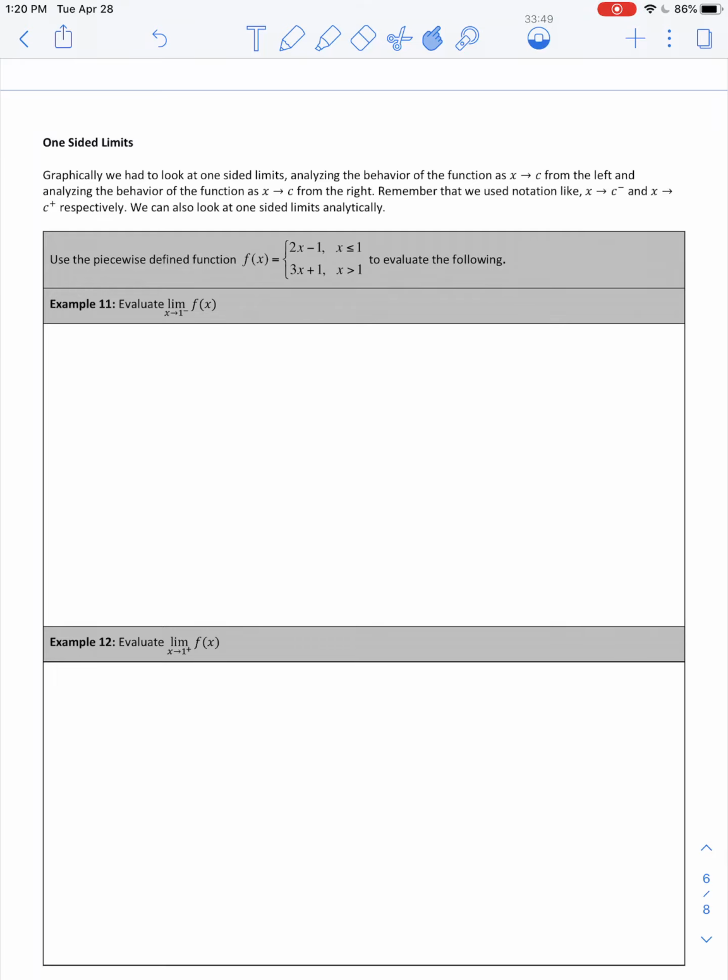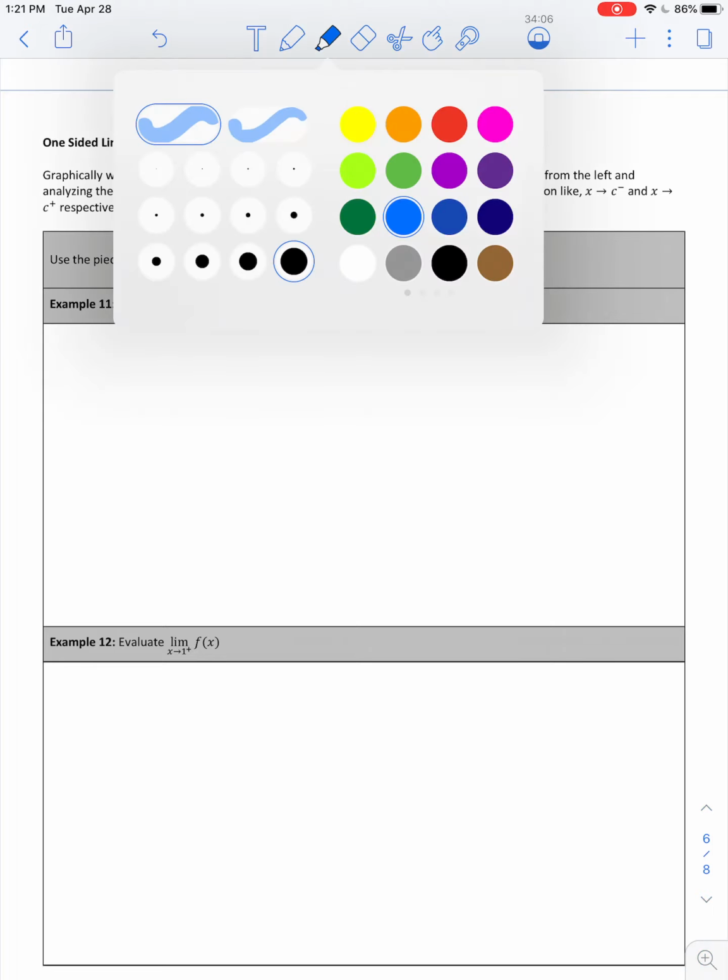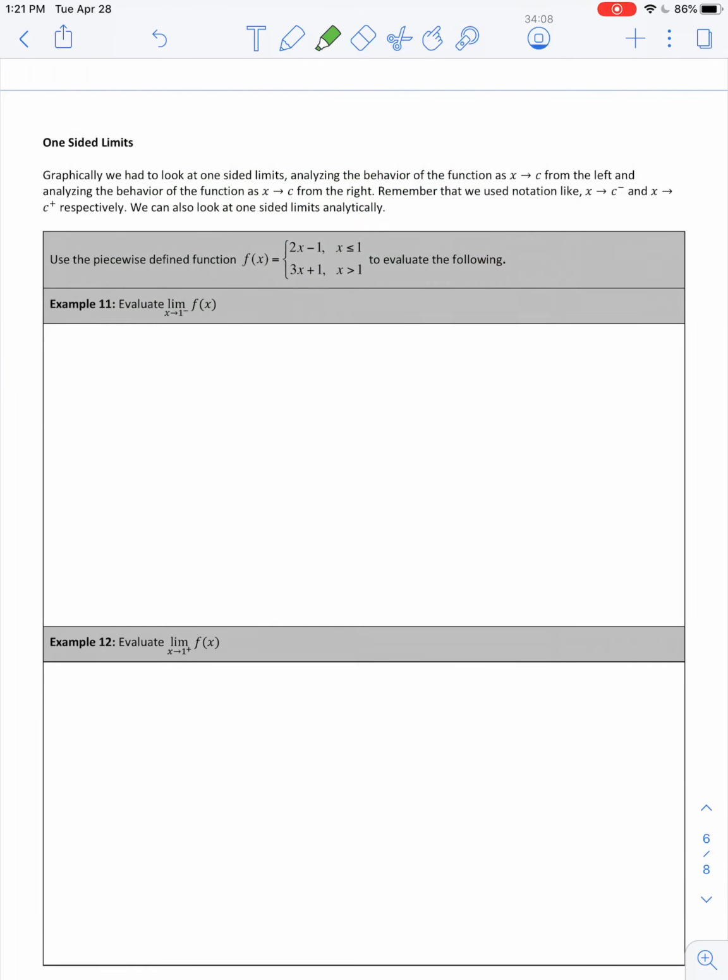All right, so this is our last topic for analyzing limits analytically, and it's involving one-sided limits. So looking at from just the left or just the right given a function. So first off, let's go ahead and understand that our function in this case is a piecewise function, right? It's given to you here.